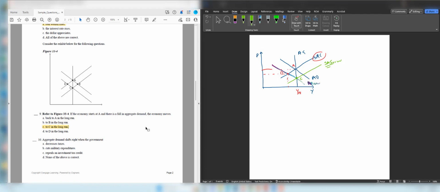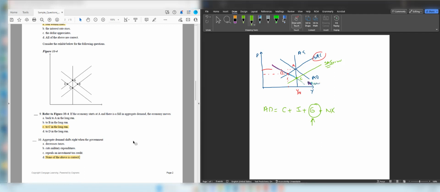Next question: aggregate demand shifts right when the government does which of the following? Now let's remember again, aggregate demand is consumption plus investment plus government expenditure plus net exports. So we need to find a situation where one of these components increases. If the government spends more money, expenditures increase, demand for goods and services increases, and AD increases.